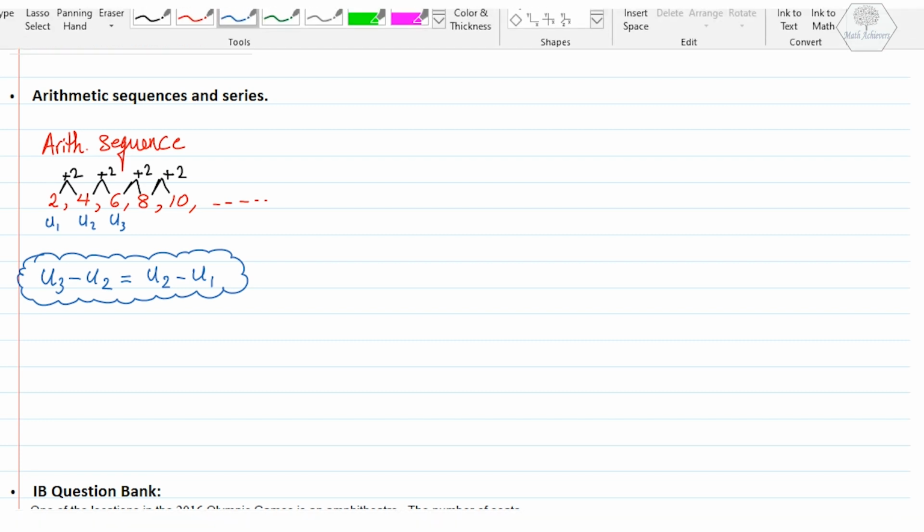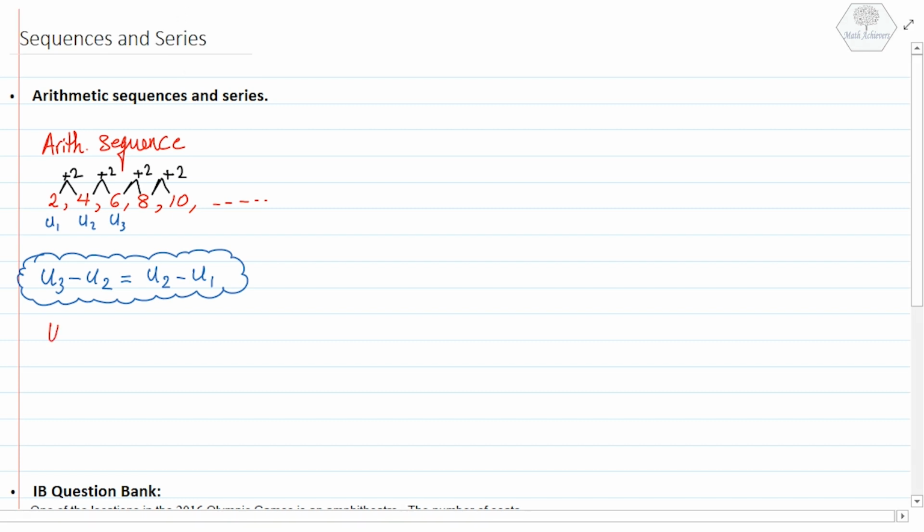So, in an arithmetic sequence, we have to know U1, which is the first term. We need to know D, which is the common difference. In our case, it's the plus 2. And we need to know N, which is the number of terms.